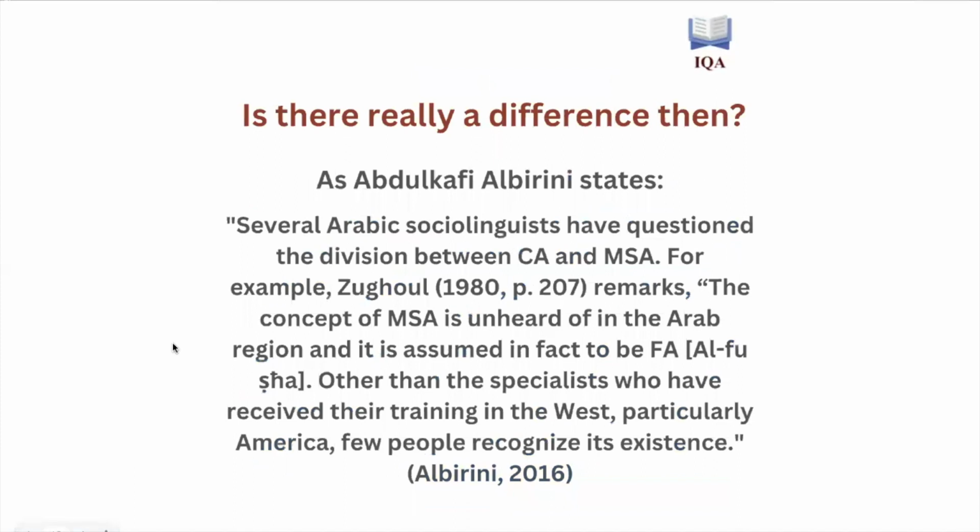So that being said, is there really a difference between modern standard Arabic and classical Arabic if the only difference between them is that what we call MSA has more Western terms, when classical Arabic is pretty much the same thing, just that in a sense you can say it doesn't have those terms, but you could just see that that is just a natural evolution of the language? So that's why, as Abdul Kafi Al-Biri mentions, several Arabic social linguists have questioned the division between classical Arabic, what people call Fusha, if you will, and modern standard Arabic.